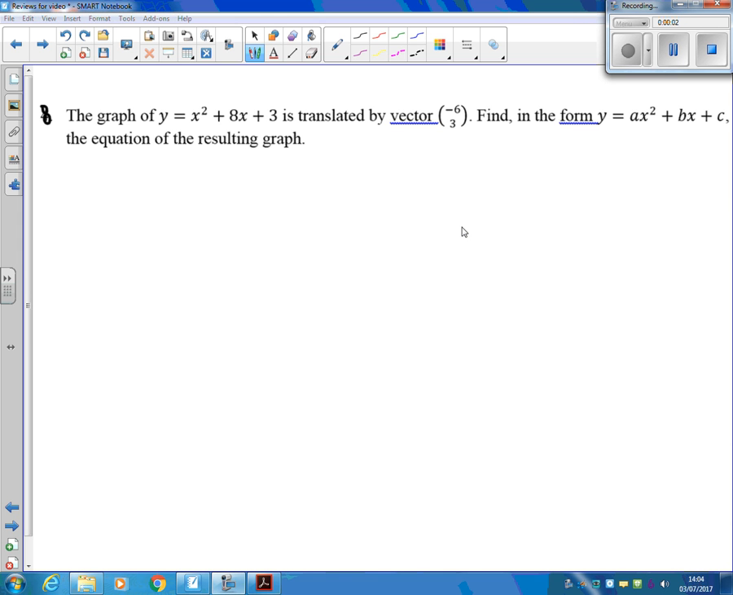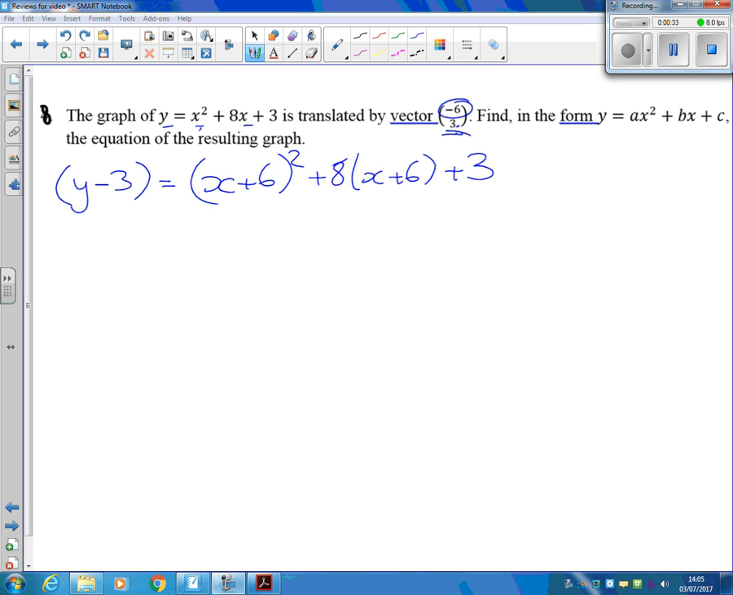Question 8 of this review sheet is looking at this whole quadratic and moving it by this vector. A couple of ways of doing this. I think the simplest way is just to replace all of these letters by the transformation. So y needs to move 3 up, so we're going to write a y minus 3 there. And then the x, that's going to move 6 to the left, so I want to put an x plus 6 there. And same thing there, I'm going to write an x plus 6 there as well.